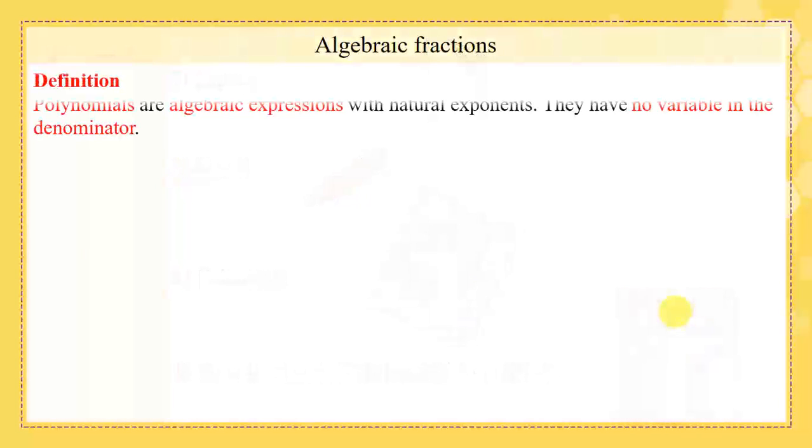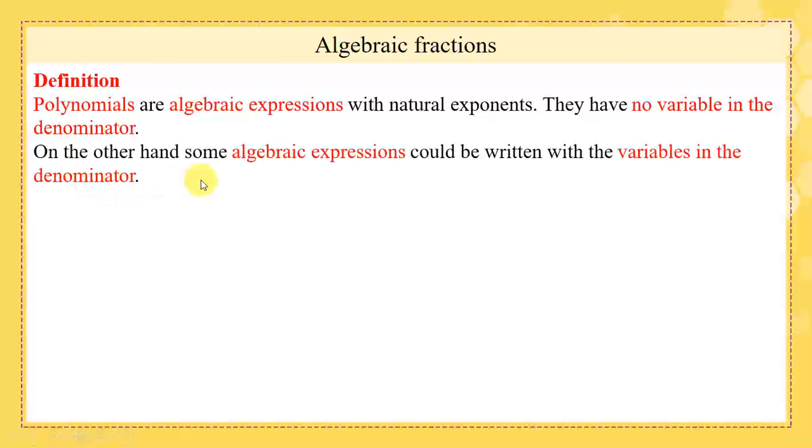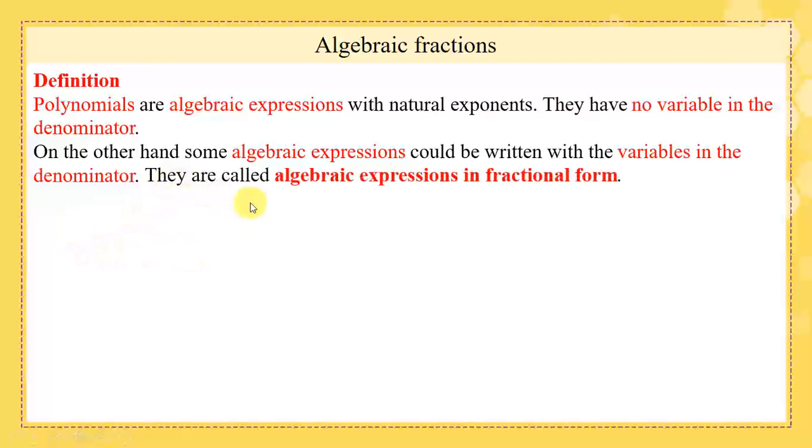Algebraic fractions. What do we mean by algebraic fractions? Polynomials are algebraic expressions with natural exponents. They have no variable in the denominators. On the other hand, some algebraic expressions could be written with the variables in their denominators. They are called algebraic expressions in the fractional form.